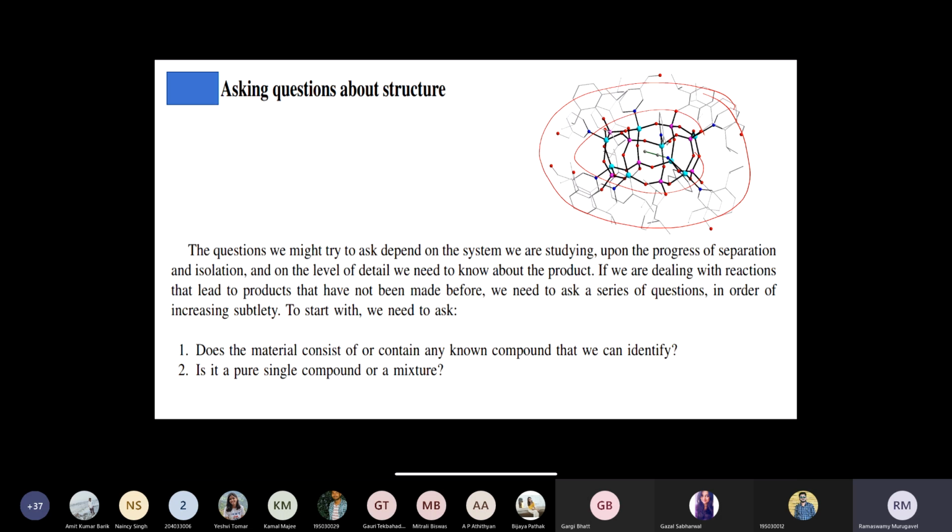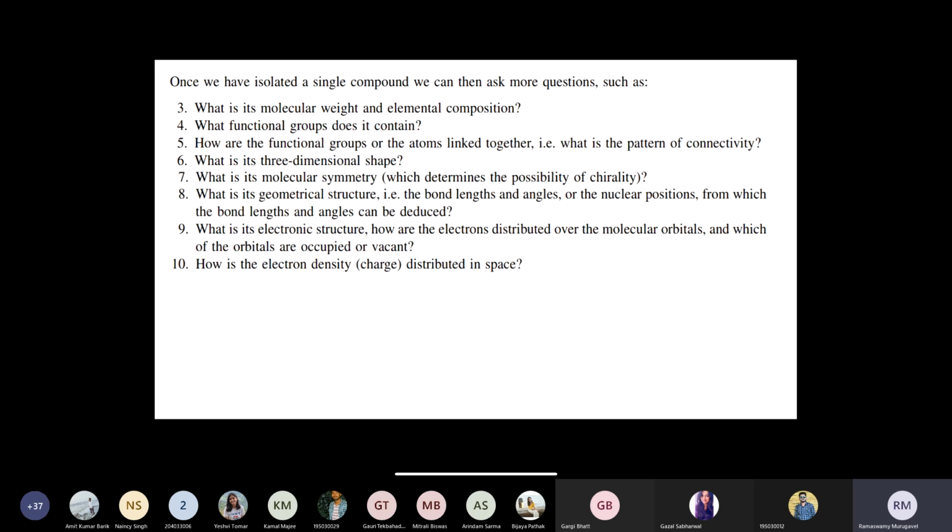Okay, to start with, we need to ask: does the material contain any compound that we can identify, or is it just some junk? Or is the product you have made a single compound, or a mixture of many compounds, or a mixture of many isomers? These are the questions you ask to start with. Then you ask some more questions. I'm not going to read this out one by one, but there is a degree of increasing complexity which will give us more and more information.